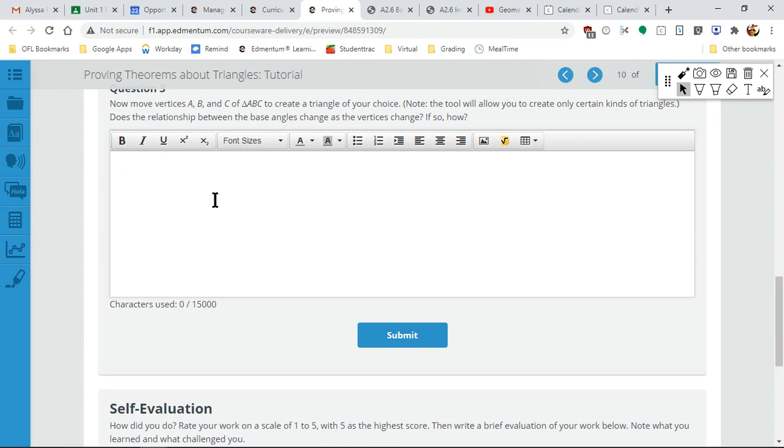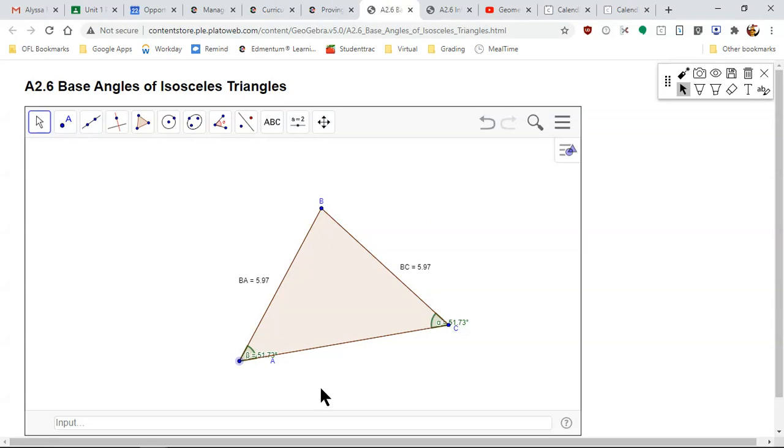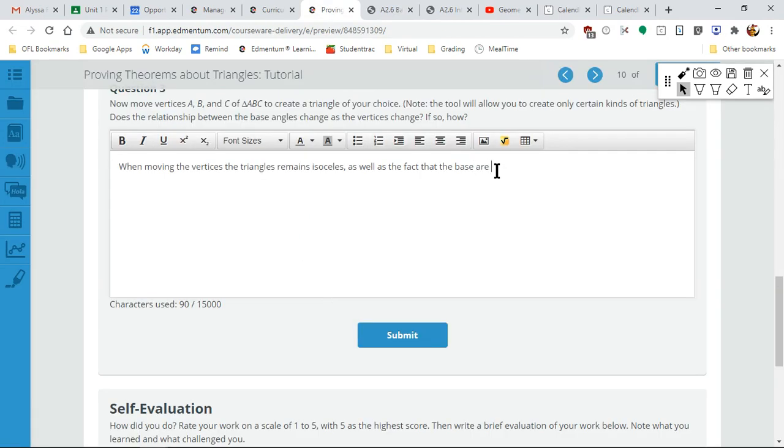So when moving the vertices, the triangle remains isosceles, as well as the fact that the base angles remain congruent. Base angles are these two angles at the bottom. This is the base of your triangle, so the base angles are the angles on the base. So basically what we're saying here is when we move it around, it stays an isosceles triangle and the base angles remain congruent.